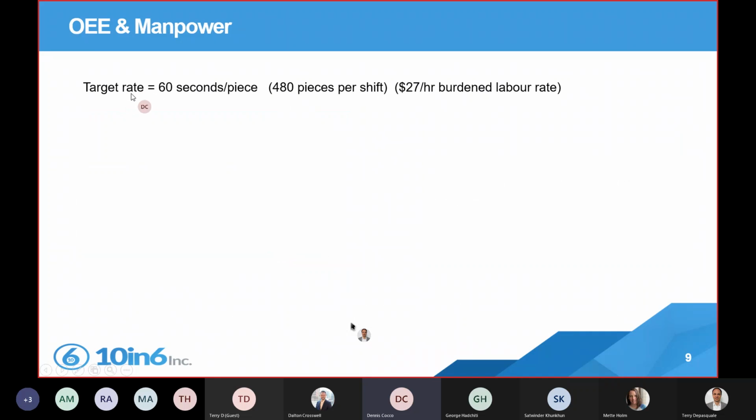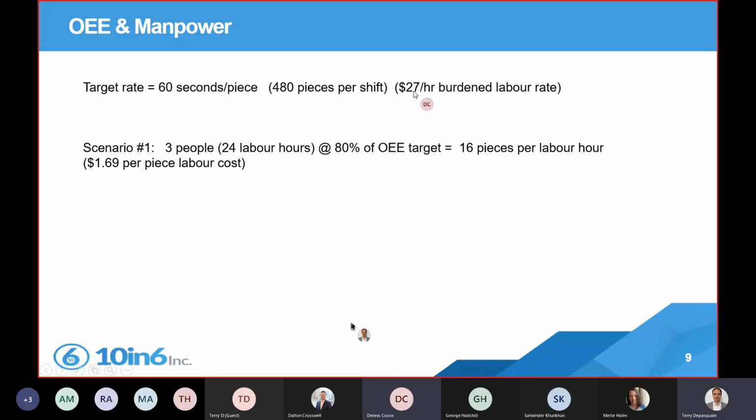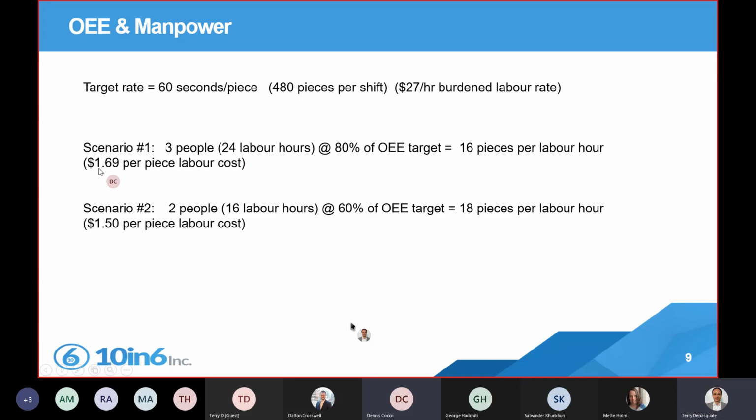So if we were to use that example, let's say your target production is 60 seconds per piece. That's supposed to be 480 pieces per shift, factoring in a $27 per hour burdened labor rate. Between the 2 scenarios, one would cost you $1.69 per piece in labor costs, and the slower machine, running at a lower rate, actually costs less in labor costs. So effectively, you saved money by running at a lower OEE target.